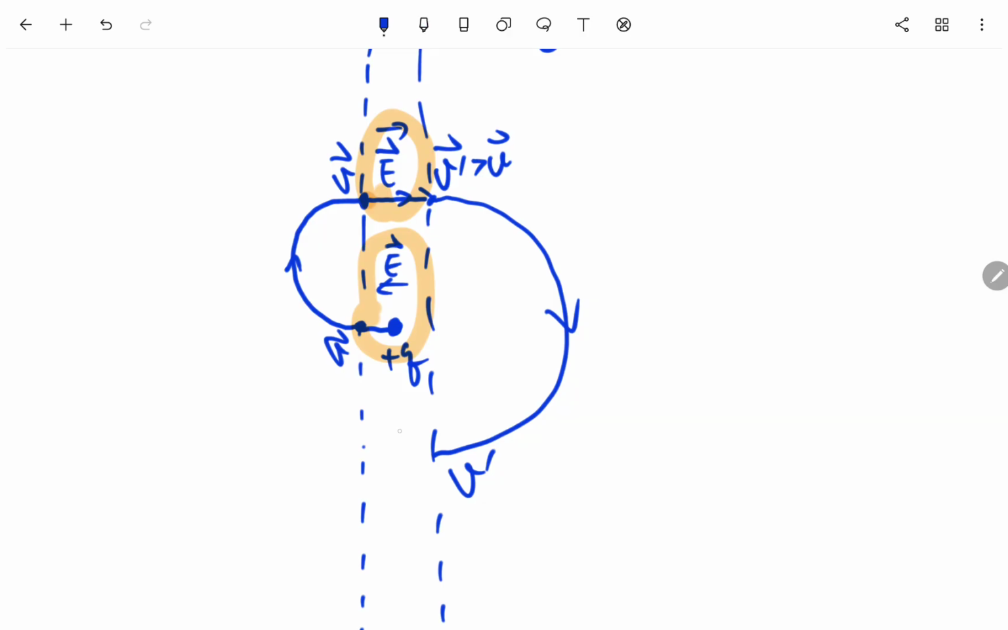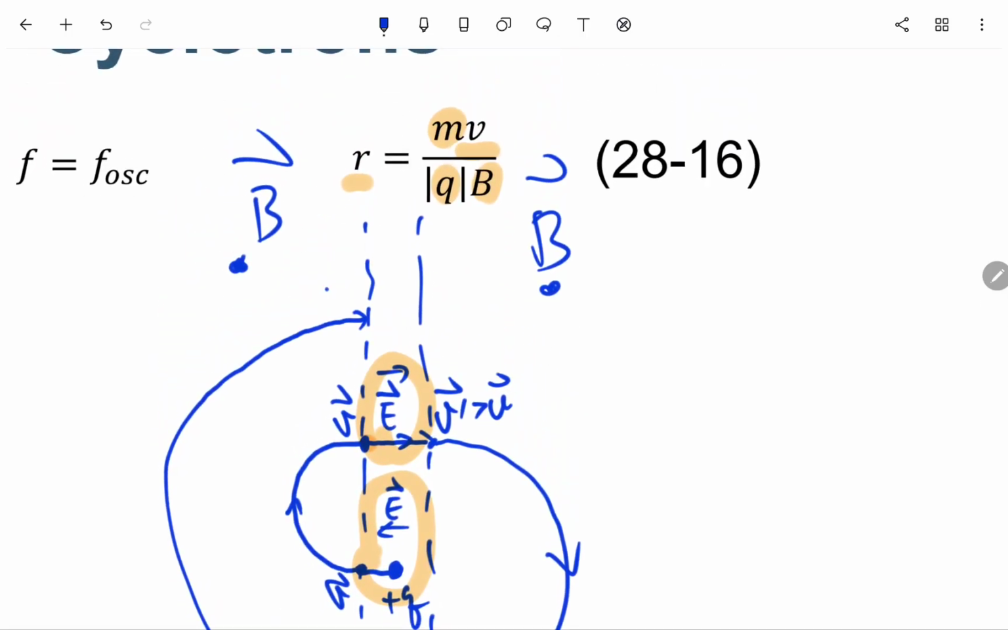Here we will also make E point to the left side, which means this particle will further accelerate up to this point, v double prime, and then repeat again. v double prime is even larger, so the radius is even larger. Up to this point is v double prime, and so on and so forth. This particle will be accelerated gradually.